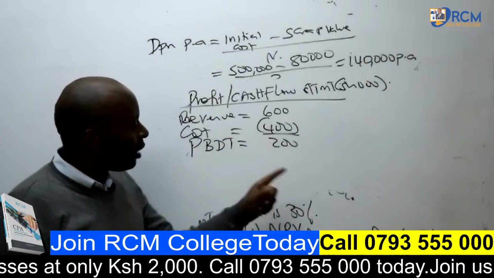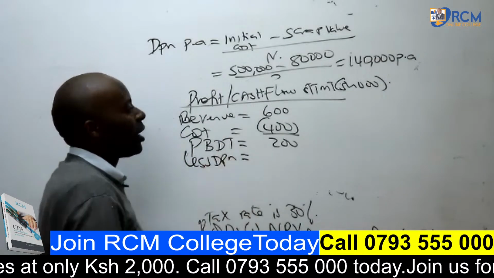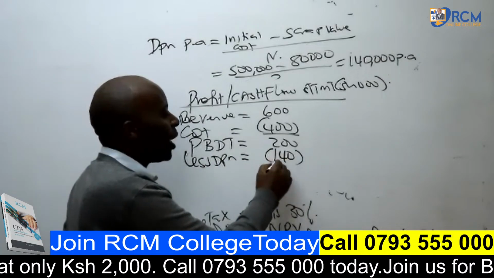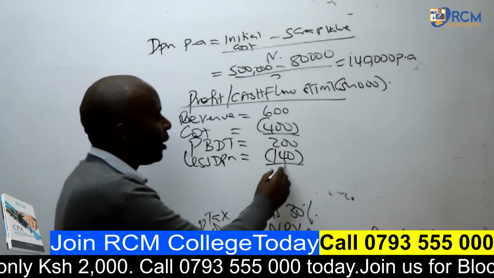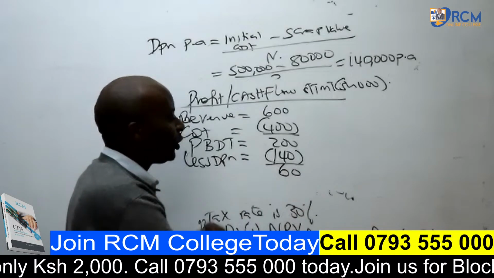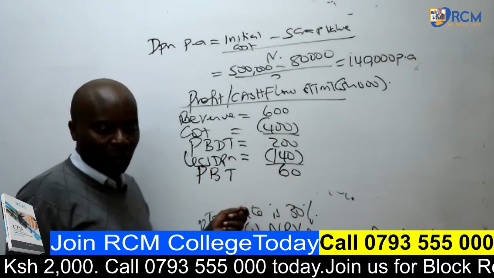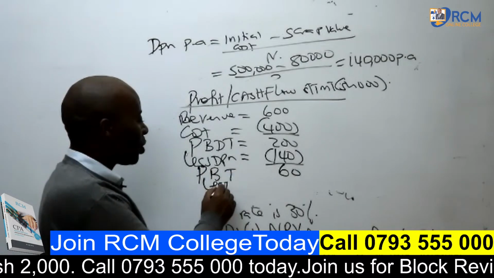So once I have this profit, less depreciation, which you have been able to compute up there in shillings thousands, is 140. So we have 200 minus 140, which will give us 60. So this becomes profit before what? Tax. It's only tax we haven't levied here. So go ahead and less tax.